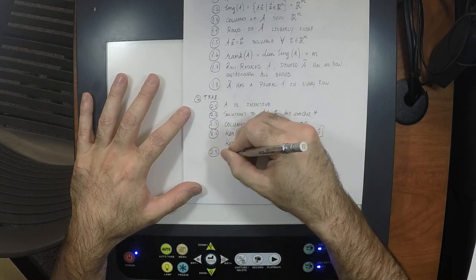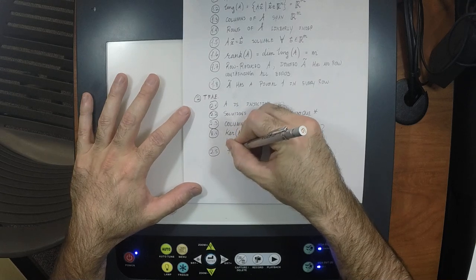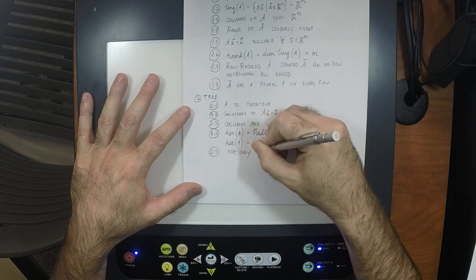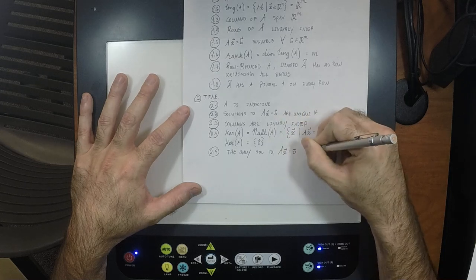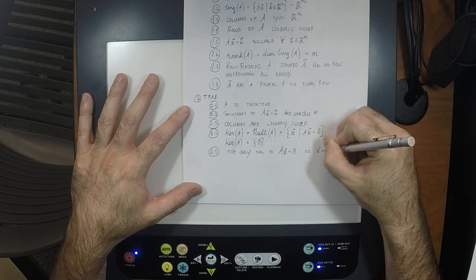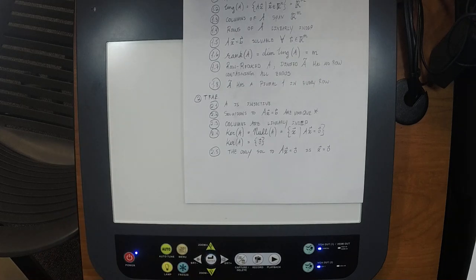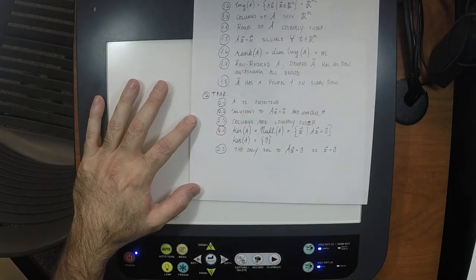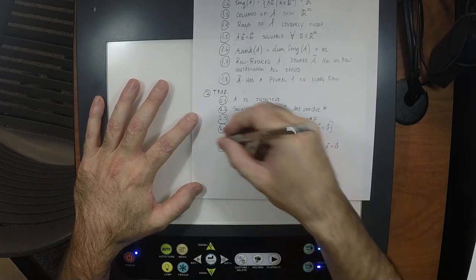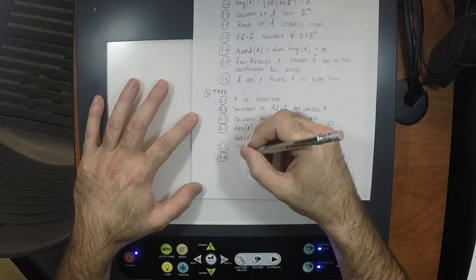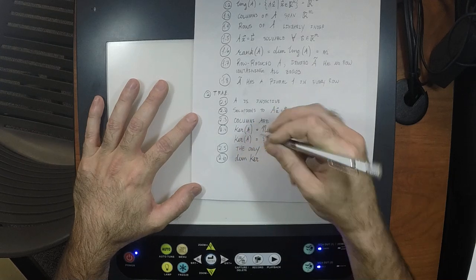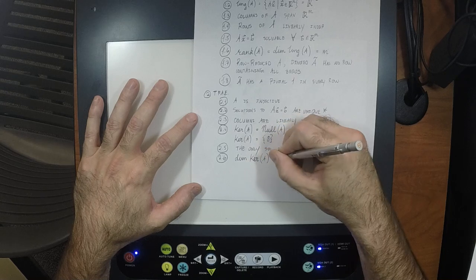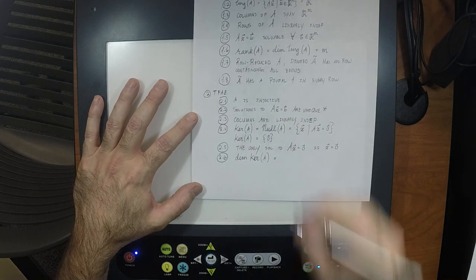2.5, an equivalent condition. The only solution to Ax equal to 0 is what? Is x is 0. So that's the only one. Did I miss one? It's 2.6. No, I'm reading it. The dimension of the kernel of this matrix is what? Zero.